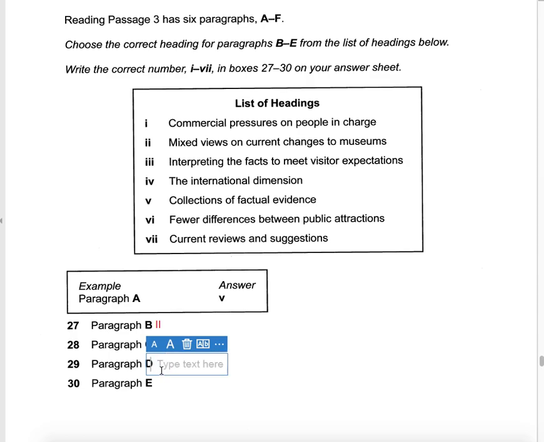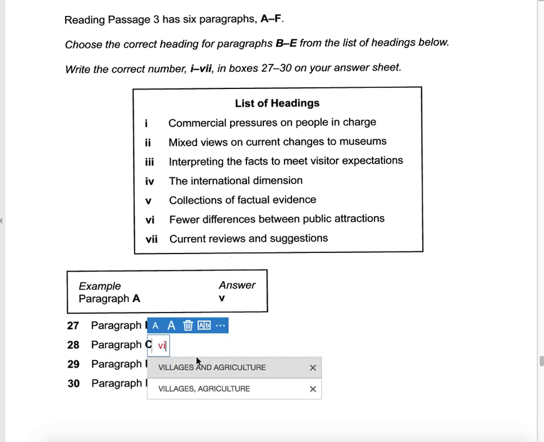Well, I guess we should put it in the way that it says here. Yeah, we should do it in Roman numerals. That's important, everyone.